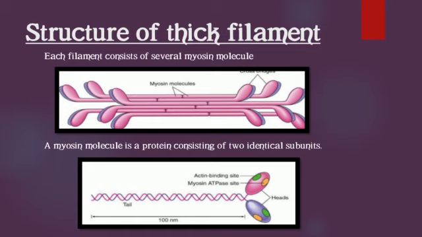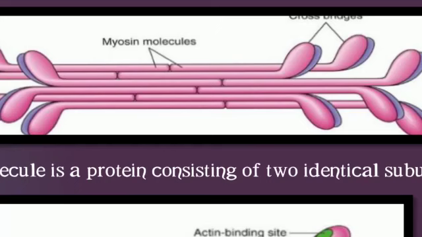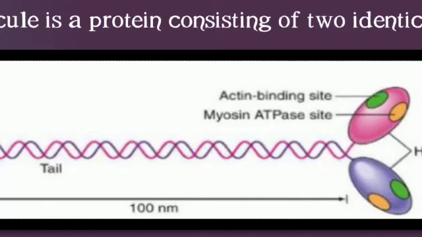Come towards the structure of the thick filament. The thick filament consists of several myosin molecules. Myosin is basically a contractile protein consisting of two identical subunits. One portion is the tail portion and the other portion is the head portion. In the head portion, there are two binding sites. One is the actin binding site and the other one is the myosin ATPase site.